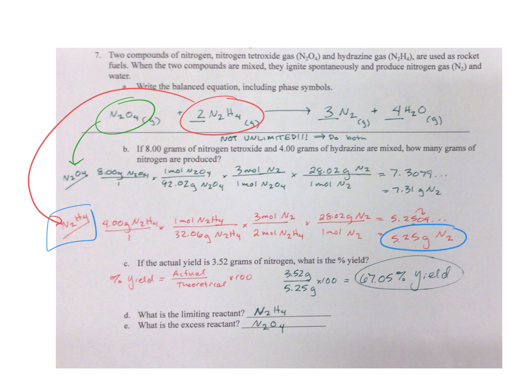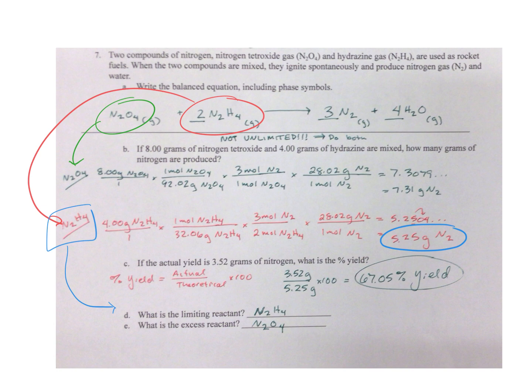So this chemical right here is the one that limits the total amount of product you could make. Because if you have 4 grams, you can only make 5 grams-ish of nitrogen. If you have 8 grams of this, you could make up to 7 grams if you had more of this stuff. But you don't. You're limited by the amount of hydrazine, which means you're going to have some of this stuff left over. Okay, so the excess reactant is the nitrogen tetroxide.